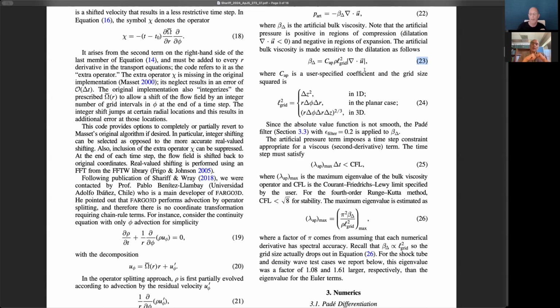Yes. So this viscosity will not act where you have eddies. It will act only where you have strong dilatations.